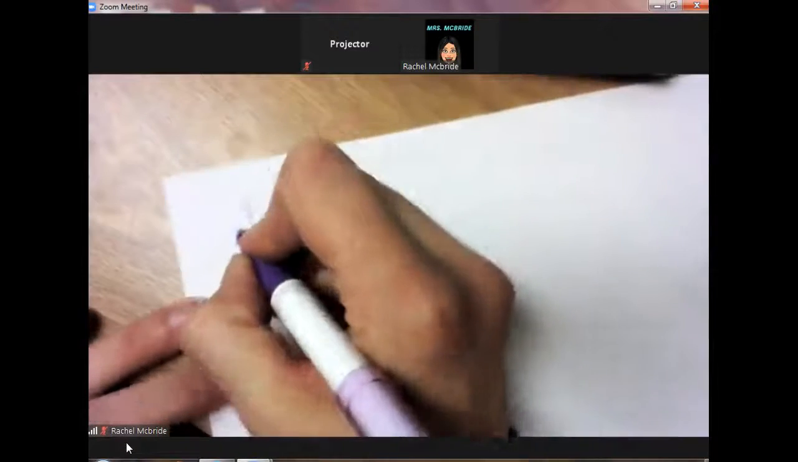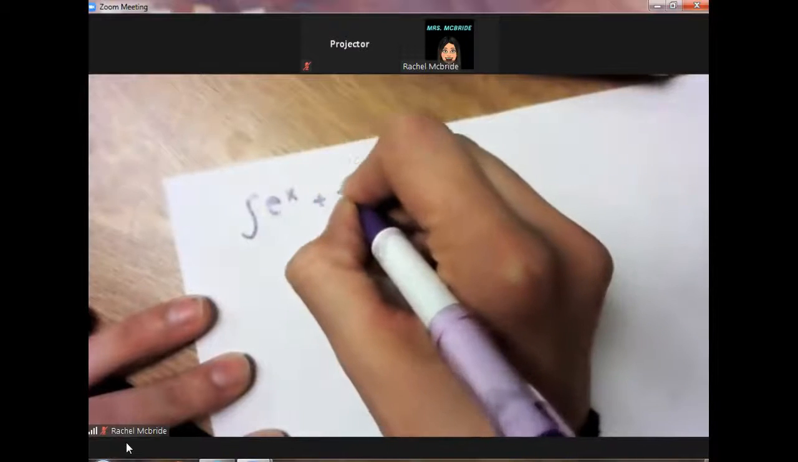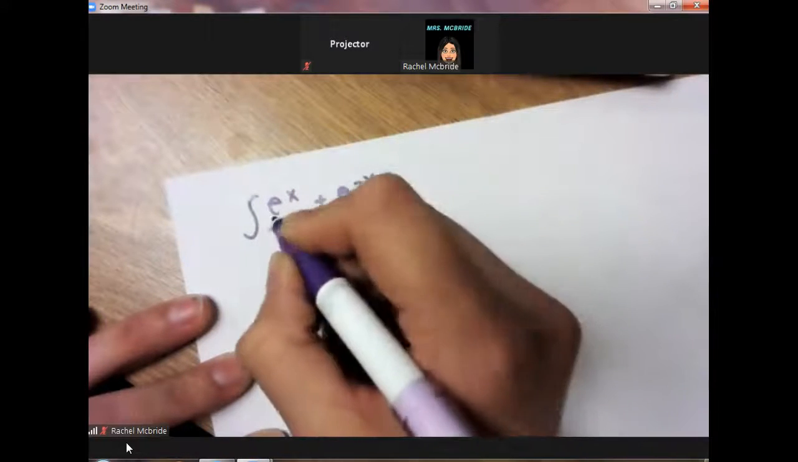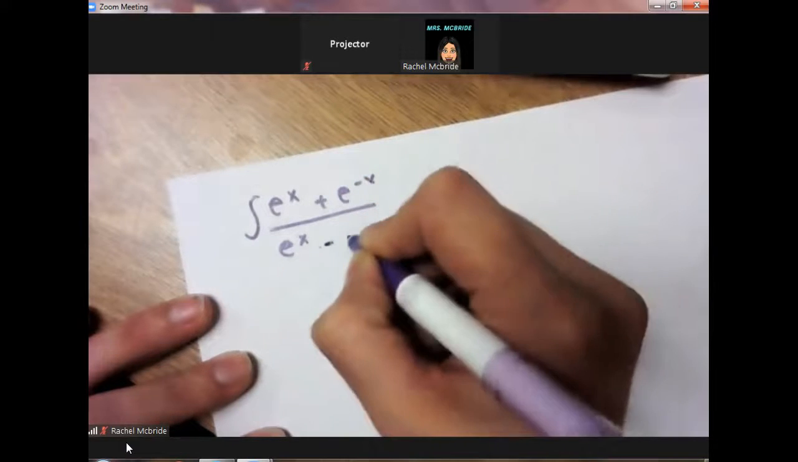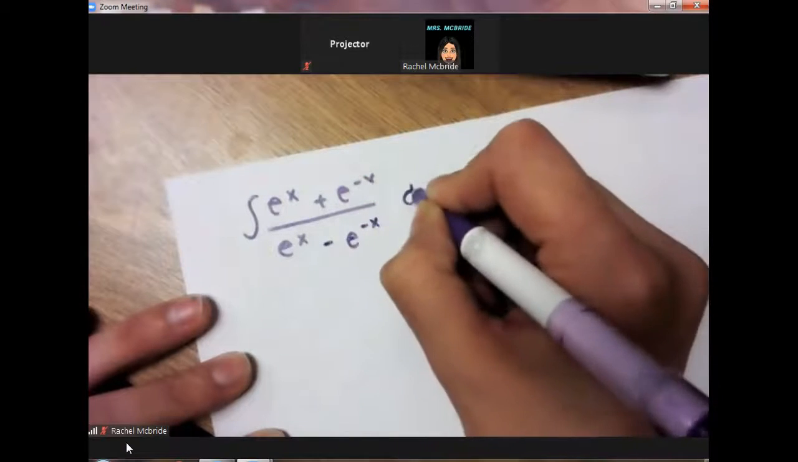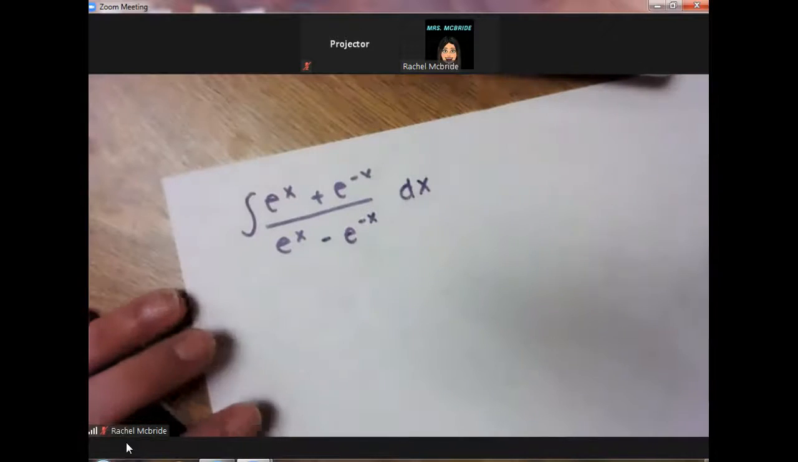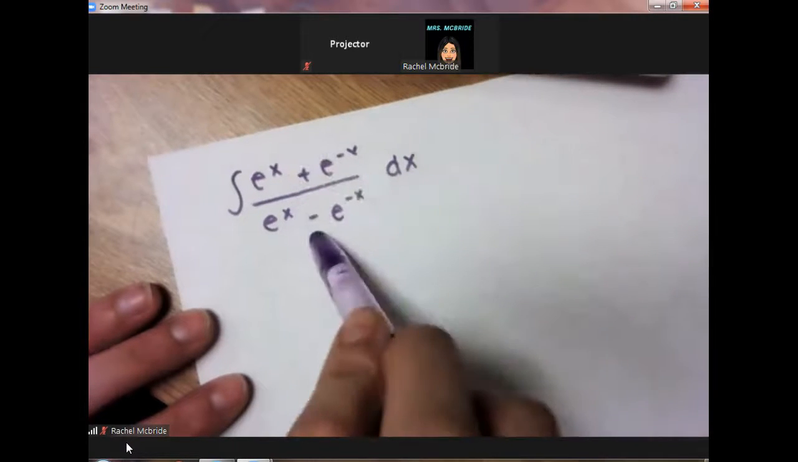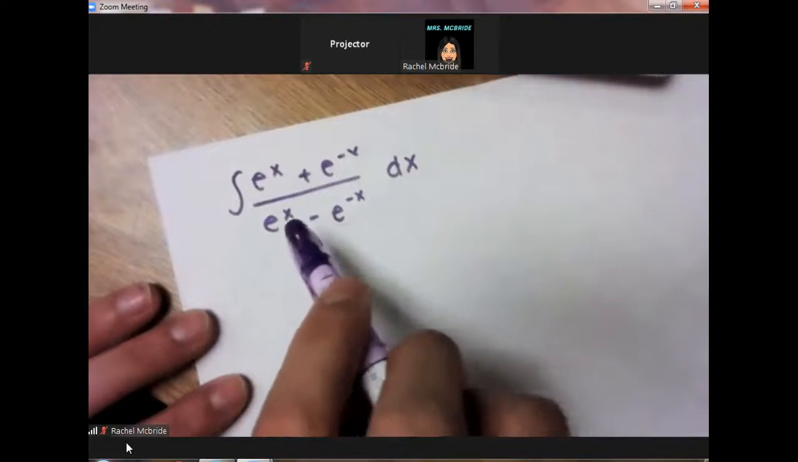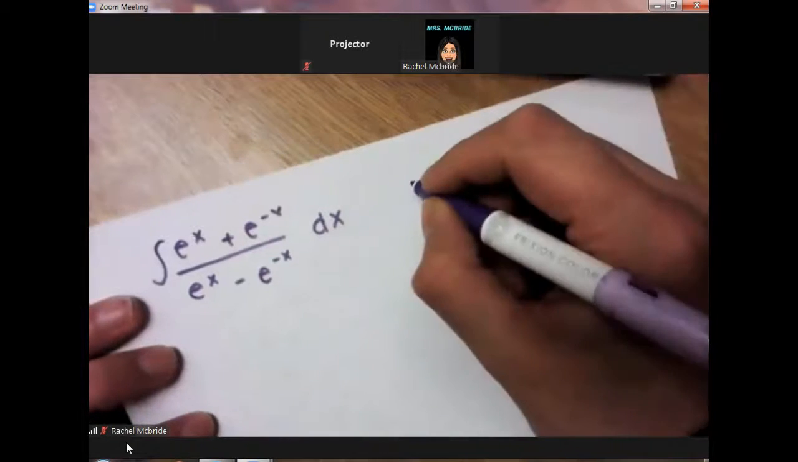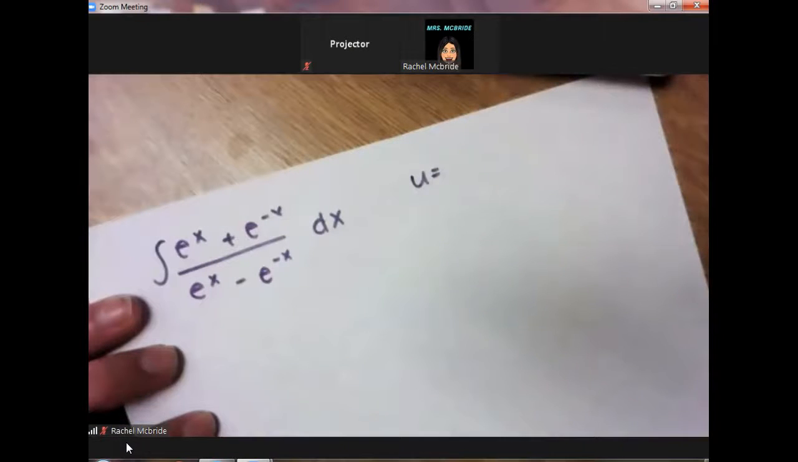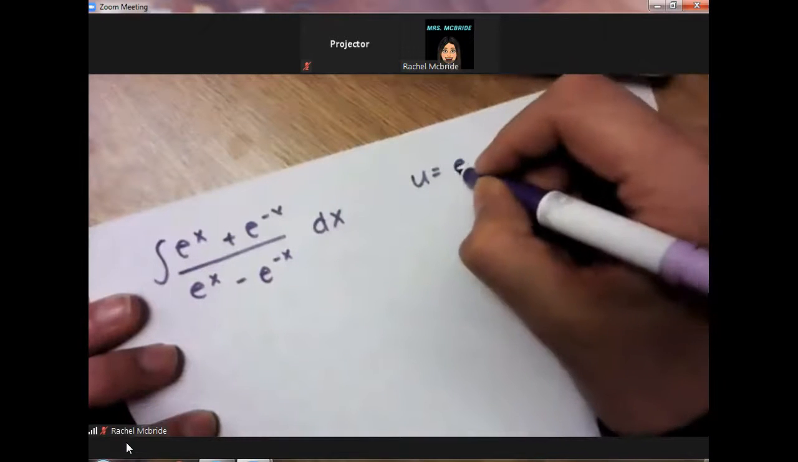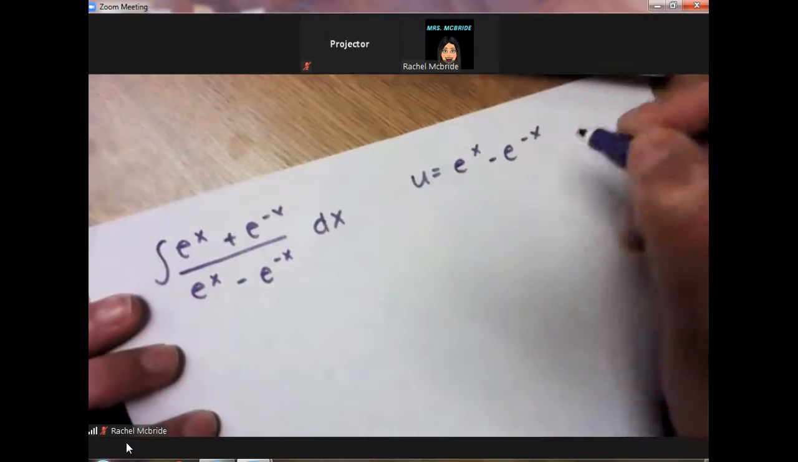So the integral of the square root of e to the x plus e to the negative x all over e to the x minus e to the negative x dx. Anytime you have something complicated, you want to pick the denominator to be your complicated part. The only difference between these is that minus, but I'm going to make the denominator my u so that I can get 1 over u as part of my antiderivative. So my u is going to be e to the x minus e to the negative x.